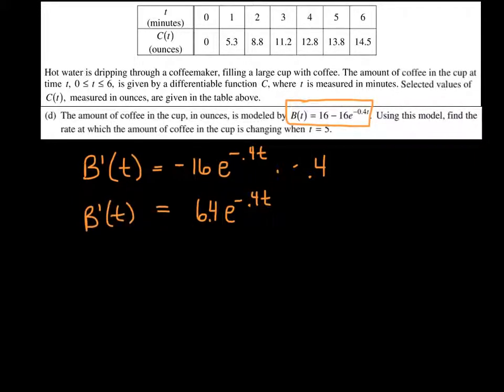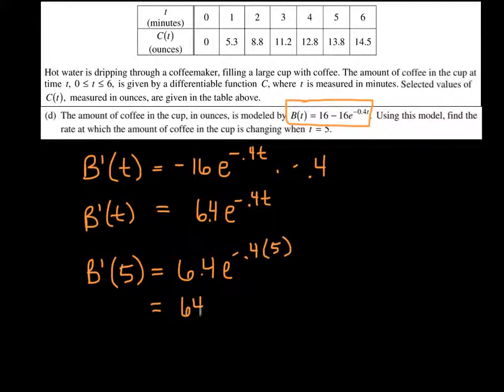And lastly, I just need to find b prime at 5. Okay, so that means I'm just plugging in the 5. 6.4 e to the negative 0.4 times 5. Okay, so 6.4 e to the, well, negative 0.4 times 5. Again, 4 times 5 is 20, and then just move the decimal over. So 20, move the decimal back one place, you get 2, and it's negative. Okay, so e to the negative 2.